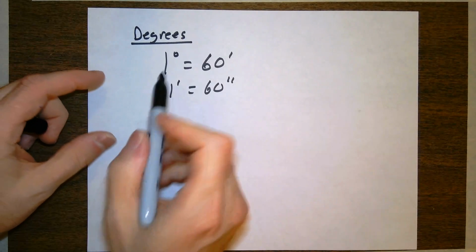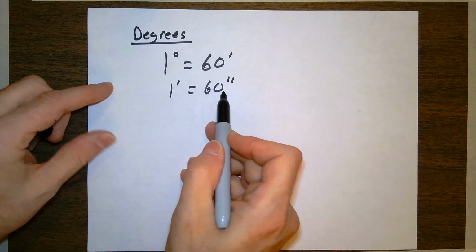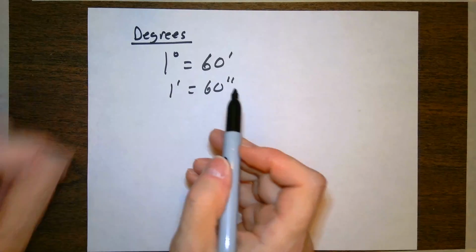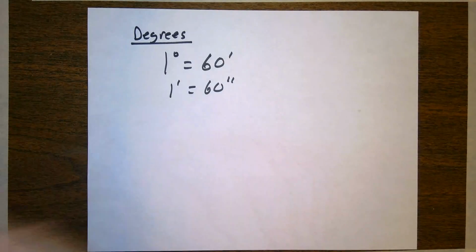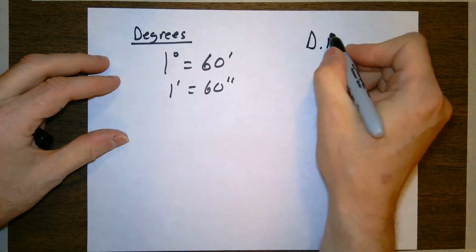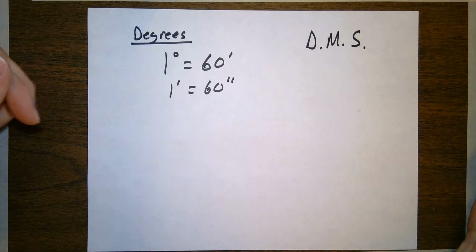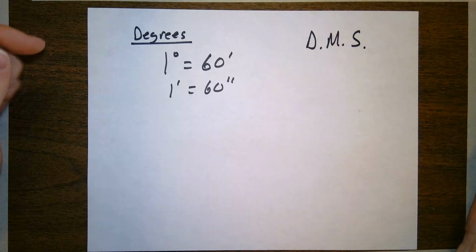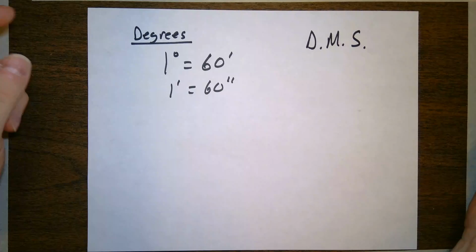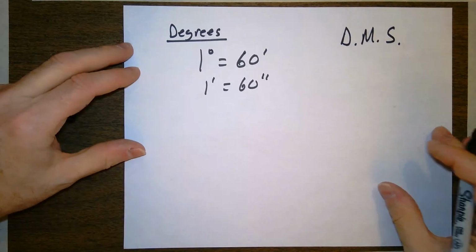So let me make sure I've got this right. 1 degree is 60 minutes. 1 minute is 60 seconds. So we can break down degrees into minutes and seconds. We often refer to this as DMS. In fact, you have an app on your calculators to help you convert with degrees, minutes, and seconds. What I'd like to do, though, is do it without the app, just with a calculator so you can kind of see what's going on here.